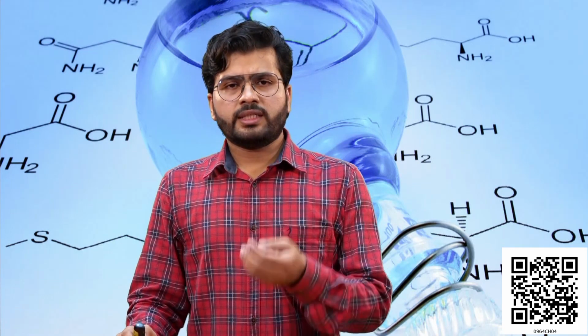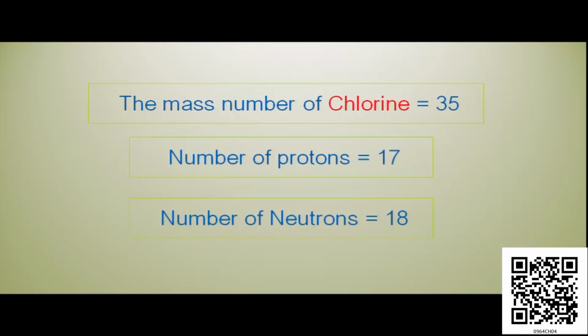If you take the example, you can see the mass number of chlorine is 35. What does that mean? Mass number of chlorine is 35 means, as we know, the atomic number of chlorine is 17. So, the number of protons will be 17 and the rest will be the number of neutrons, that is 35 minus 17 will give us the number of neutrons, that is 18. That means we can say the nucleus of a chlorine atom contains 17 protons, that is the atomic number, and the number of neutrons is 18.